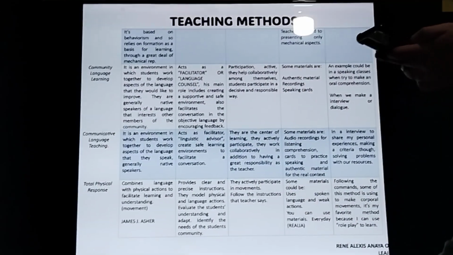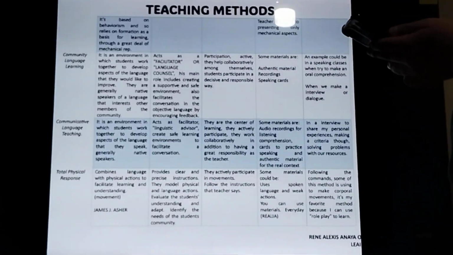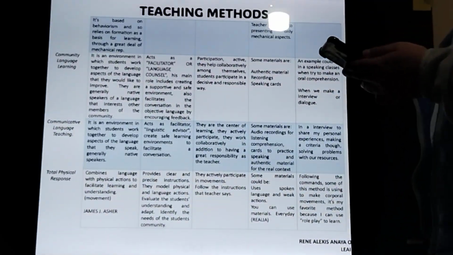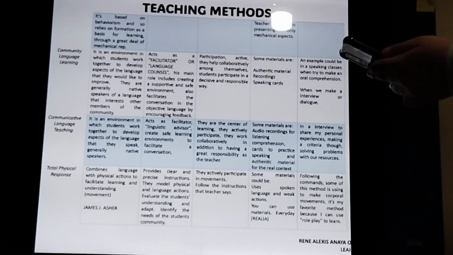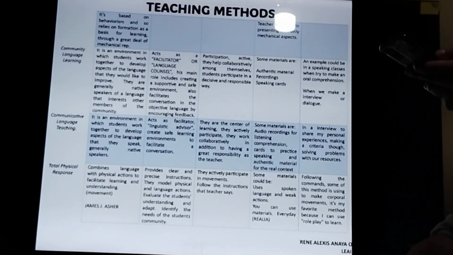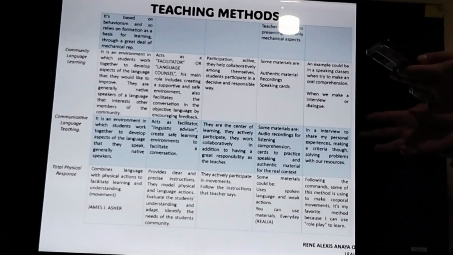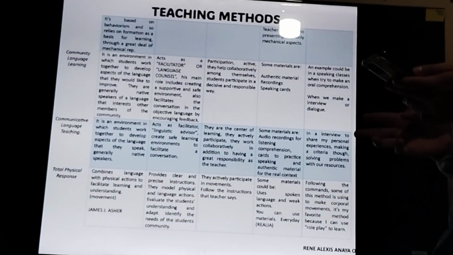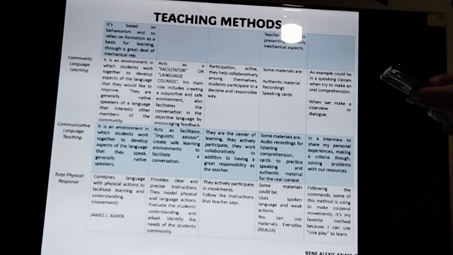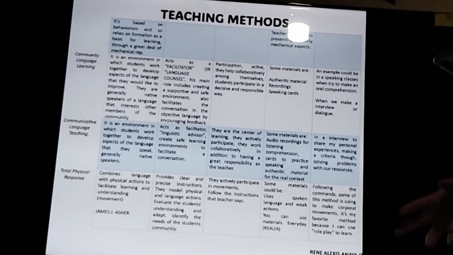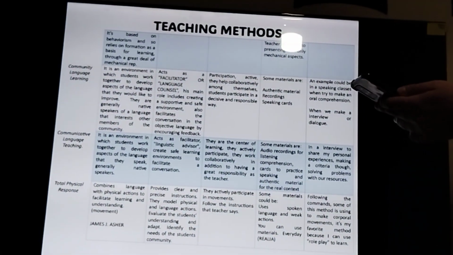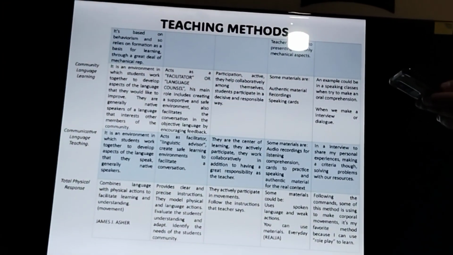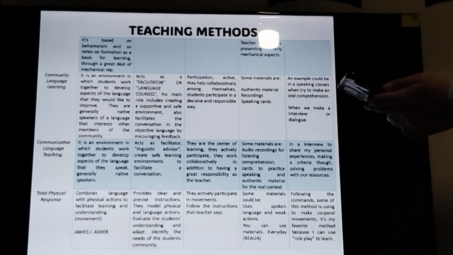Community language learning is an environment in which students work together to develop aspects of the language that they would like to improve. They are generally native speakers of the language that interests other members of the community. The teacher acts as a facilitator or language counselor. His main role includes creating a supportive and safe environment, and facilitating the conversation in the target language by encouraging feedback. The students help each other collaboratively and also participate in an active and responsible way.